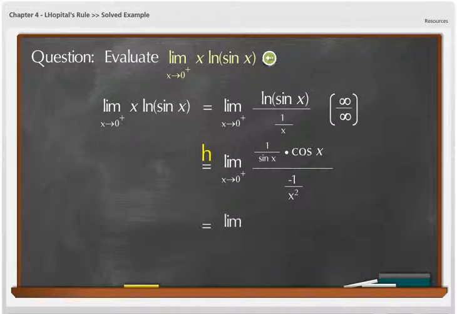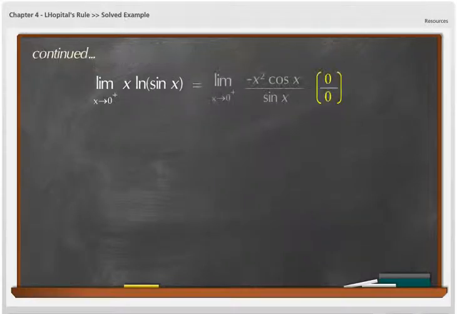So this one is going to be equivalent to the limit as x goes to 0 from the right of minus x squared times cosine of x divided by sine of x. This is going to give you the indeterminate form 0 over 0. Now, since we have the indeterminate form 0 over 0, we need to use L'Hopital rule again. But be careful now, your numerator is a product of two functions, so we need to use the product rule in order to find the derivative of the numerator.